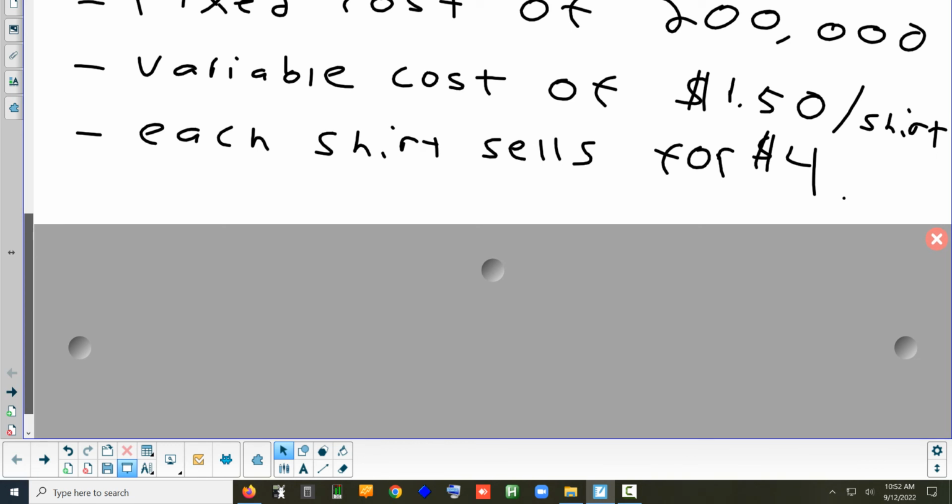And the three things we're really going to look at here are profit, when do you start making money? So we're going to be looking at a break-even point. So we're going to talk about that too.